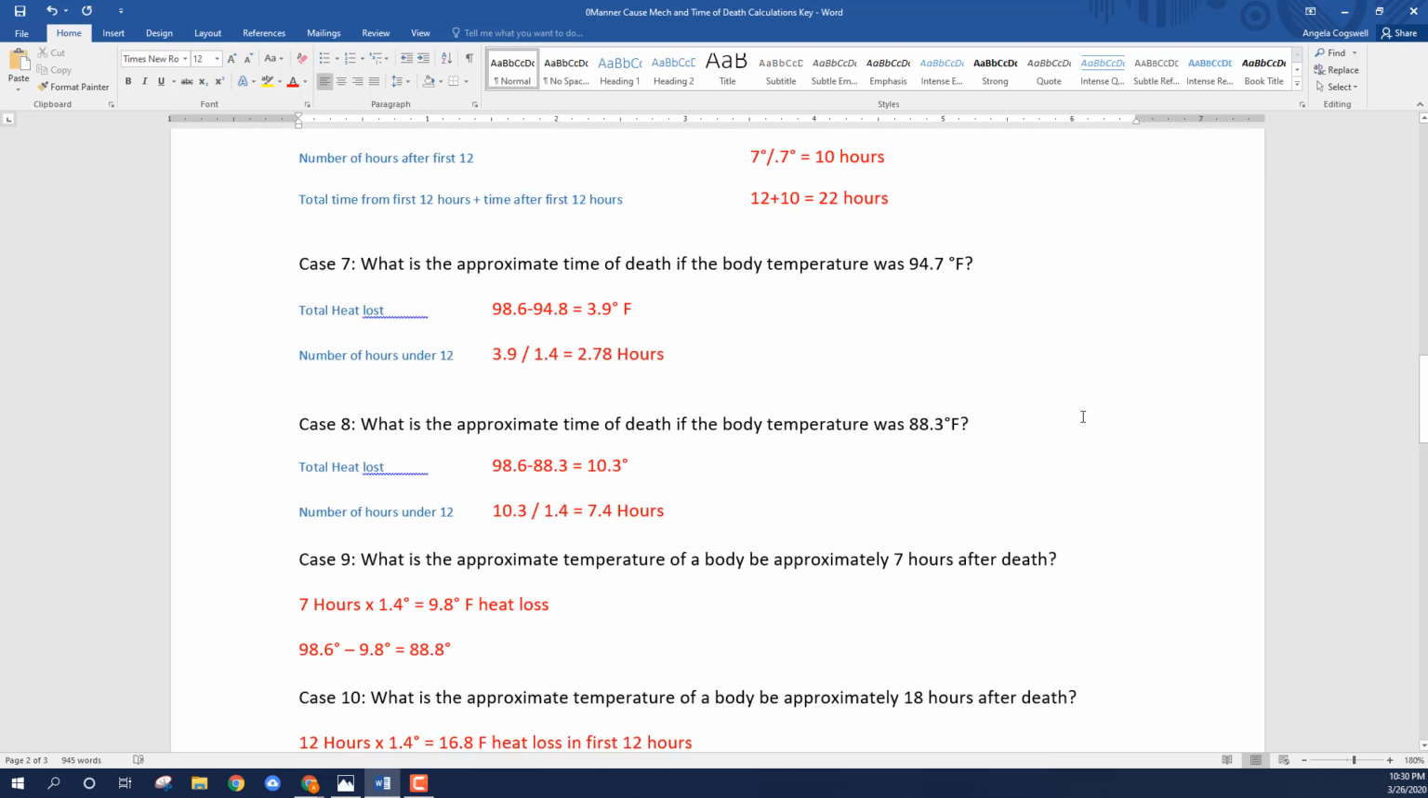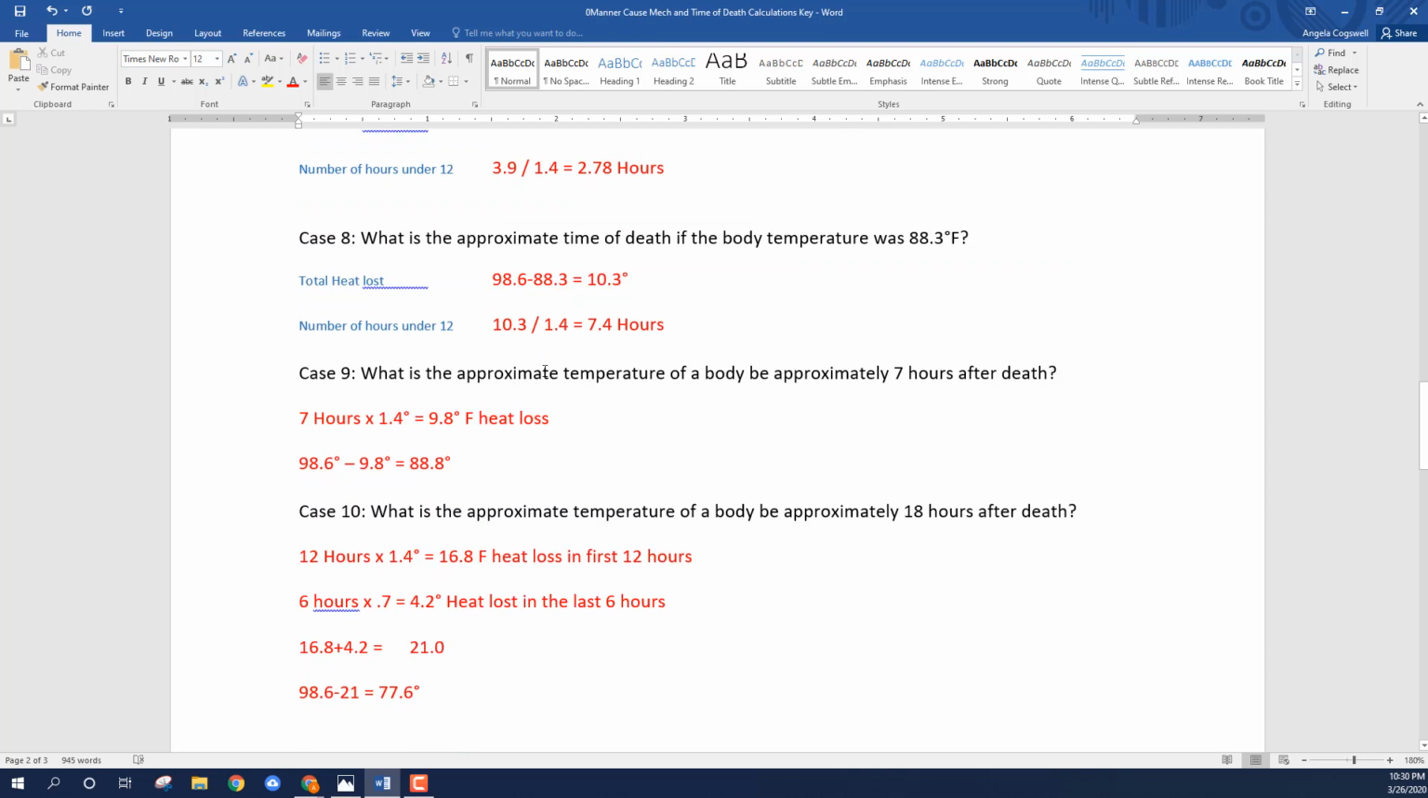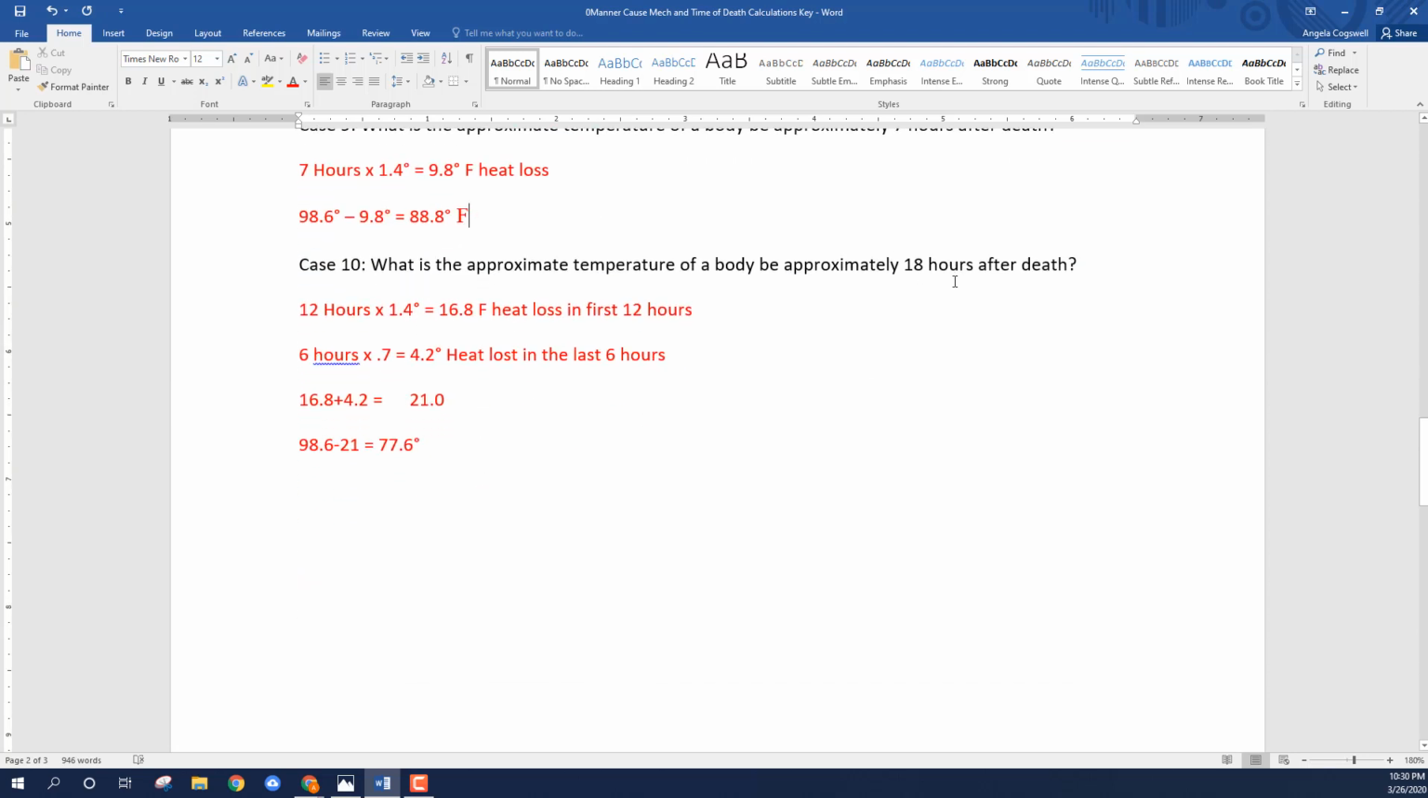Number 7 and 8 are super straightforward. They're both dead less than 12 hours. So find the total heat loss, divide by 1.4. Now, when we get to case 9 and 10, I'm asking you to go about it from the answer to the heat loss. So in this case, if you've been dead for 7 hours, you're just going to multiply 7 times 1.4 to get the total heat loss, and then subtract that from the average body temperature, which gives us a temperature of 88.8 degrees Fahrenheit.